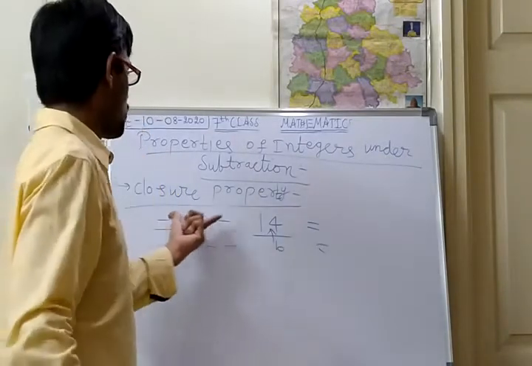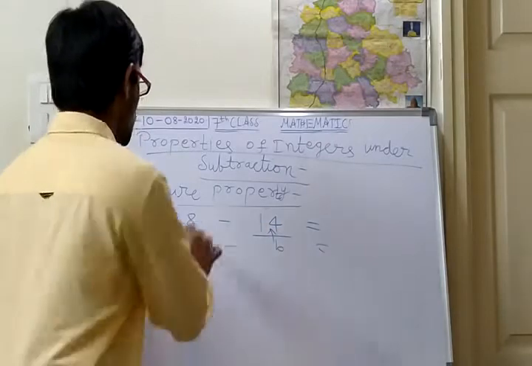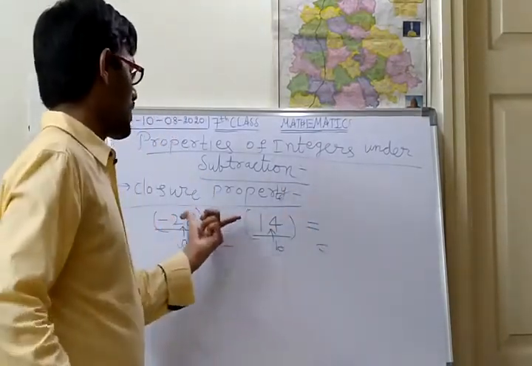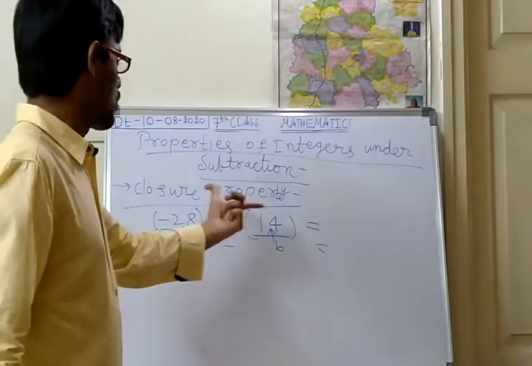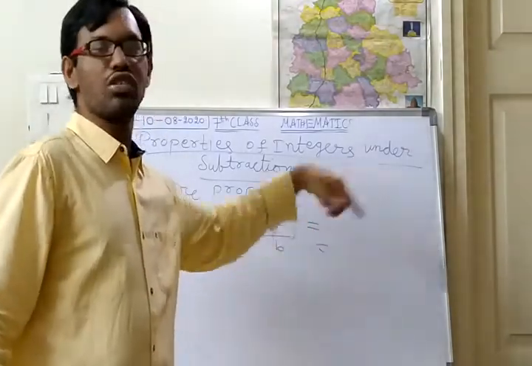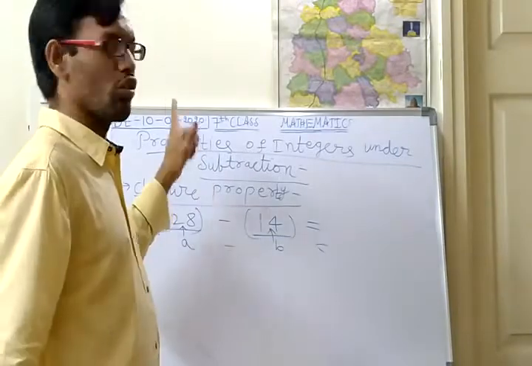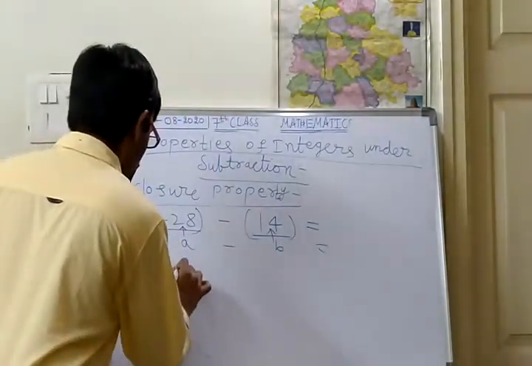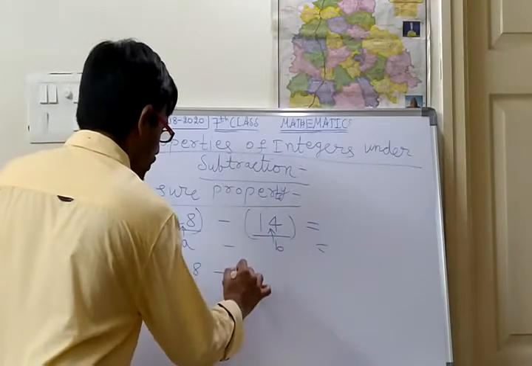So minus 28 minus 14. A is minus 28, B is 14 only. So subtraction of these two integers. If the result is also one of the integers, then this closure property satisfies. We have to check. So what is minus 28 minus 14?